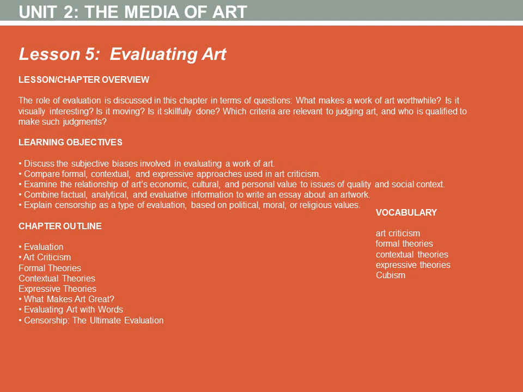Our outline for this chapter: evaluation, art criticism, formal theories, contextual theories, and expressive theories. What makes art great? Evaluating art with words, and censorship, the ultimate evaluation. We have a small vocabulary for this lesson located on this page and on our Moodle page.